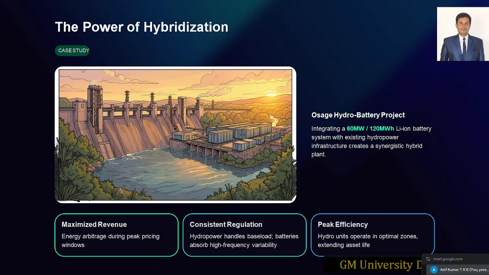So try to increase the price for the 1 kilowatt hour during the peak demands. So then from that only you can maximize your revenue generation, right? Along with that, you have to think about the consistency of the regulation, right?